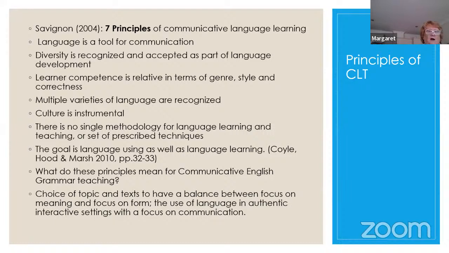Okay, so what do these principles mean for communicative English grammar teaching? Well, first of all, I think that the choice of topic and the texts have to have a balance between a focus on meaning and a focus on form. In other words, a focus on getting your message across and getting that done in grammatically acceptable ways. It also means that students learn the language in authentic interactive settings with a focus on communication. So what does that mean for the way in which we design courses, the way in which we design lessons? We're going to have a look at that later on in this session in the two tasks that I've given you as samples.